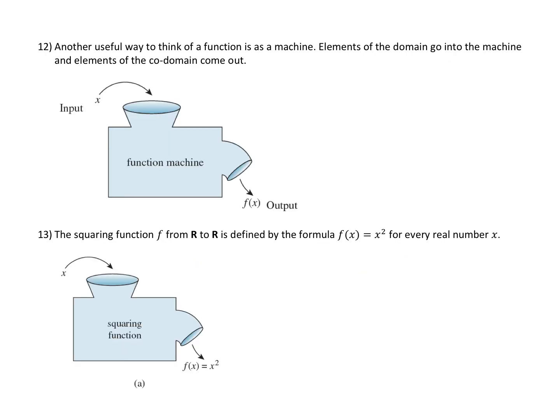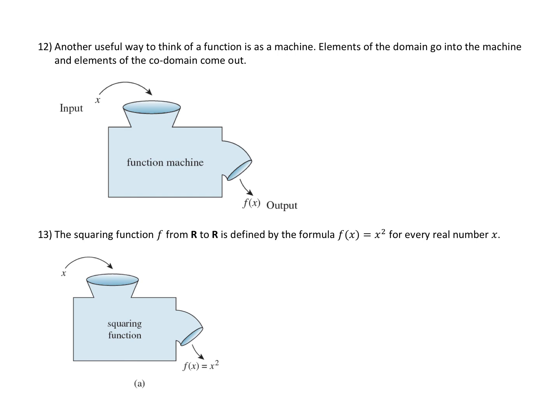Okay, the last thing I want to talk about is one more useful way to think of a function. It's a special kind of relation, and we can think of it as a machine. So elements of the domain go into the machine, and the machine does some changes or processing of the input, and out comes f of x, the output, an element of the codomain.